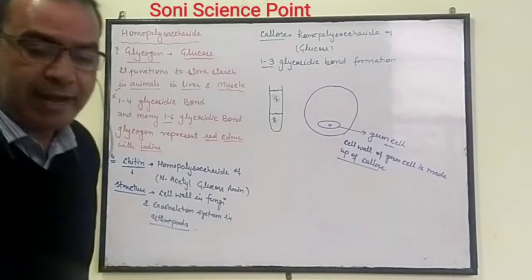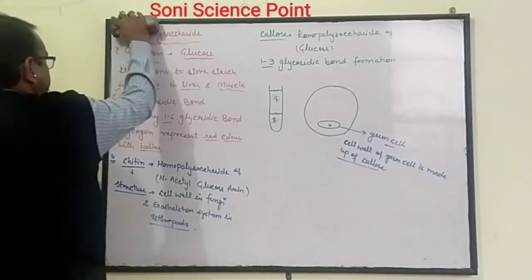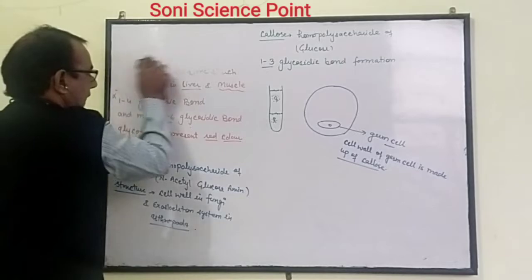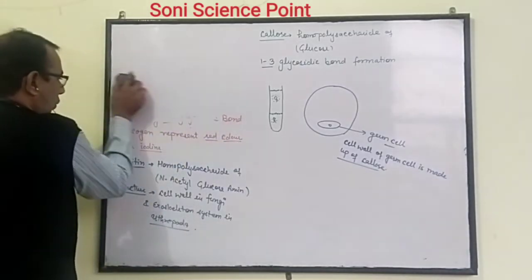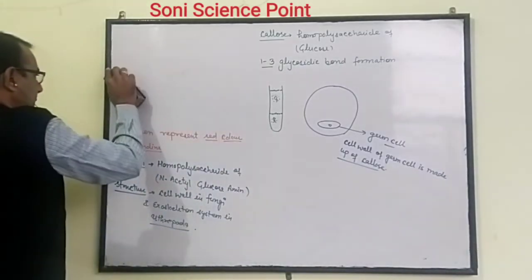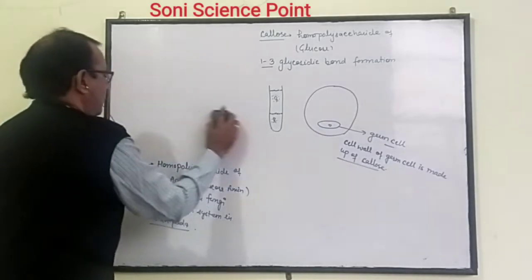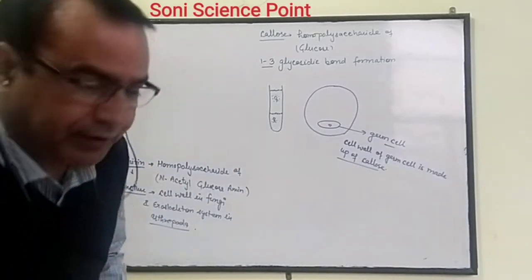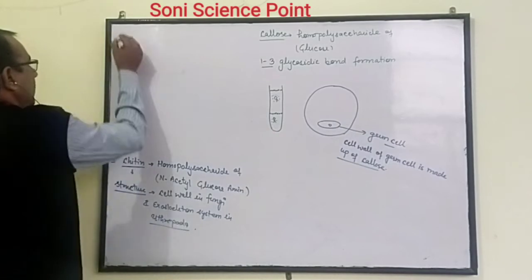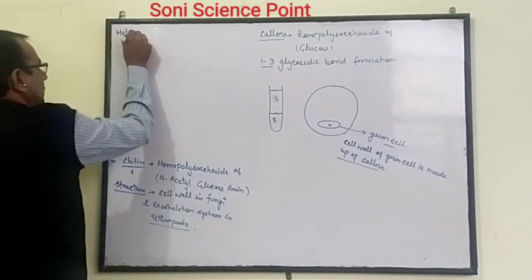And the next one is heteropolysaccharide. What is heteropolysaccharide? As the name shows, it is a polysaccharide which is made up of different types of monosaccharide chains. Heteropolysaccharide.